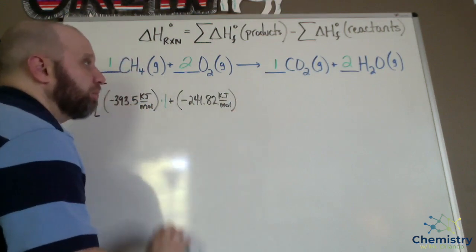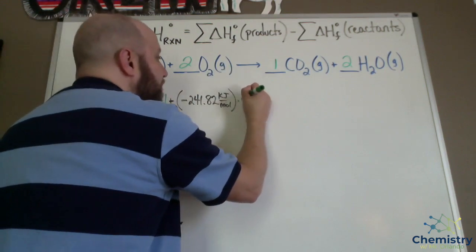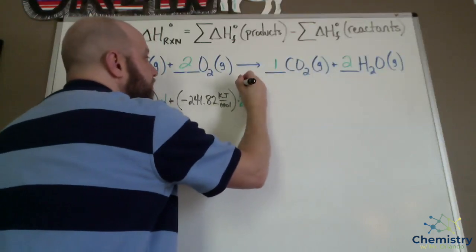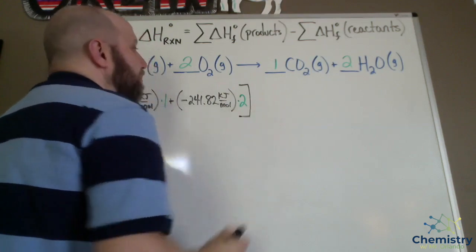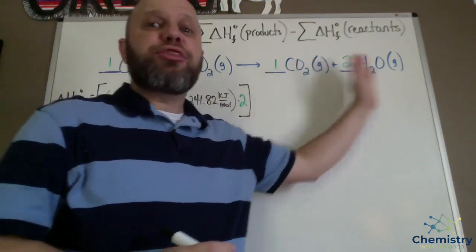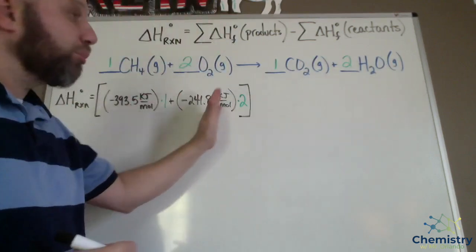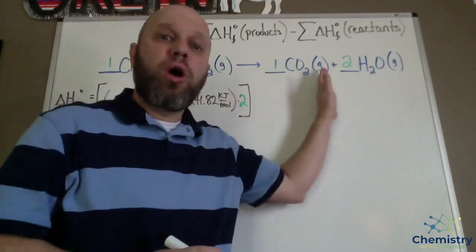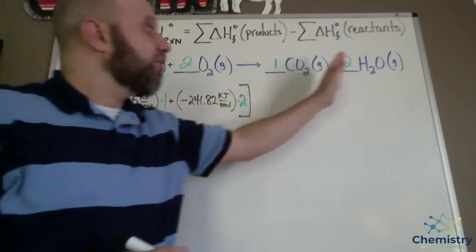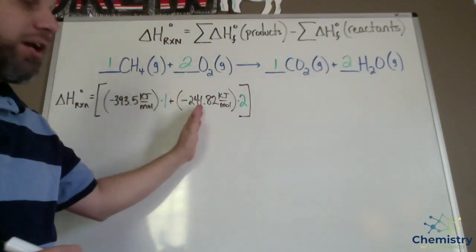Again, you want to multiply that by its coefficient from the balanced equation. So this time we're going to write in a 2 there. And now I'm going to close my bracket because I'm done with the product side. If I had 3 products, then I would have 3 different things in here. If I had just 1 product, then I would have just 1 thing in here.